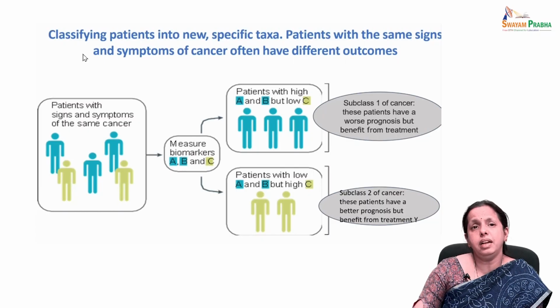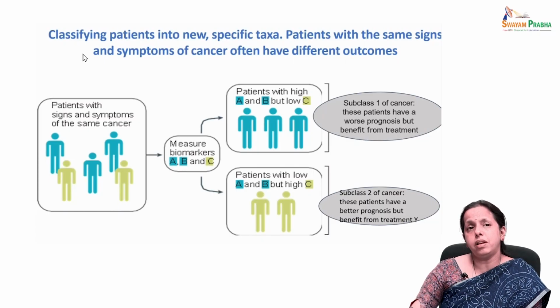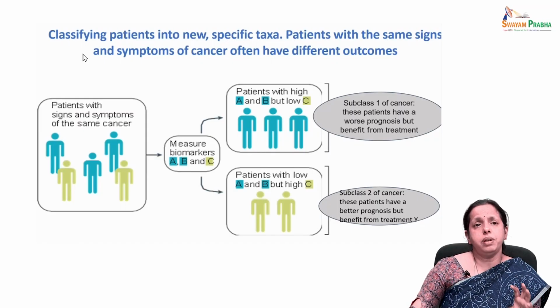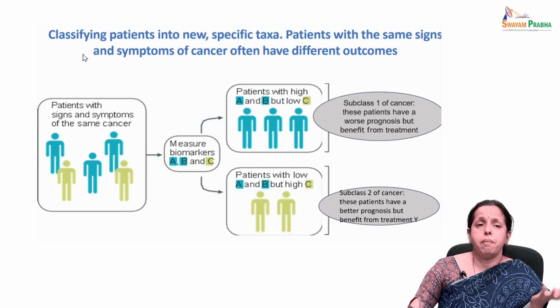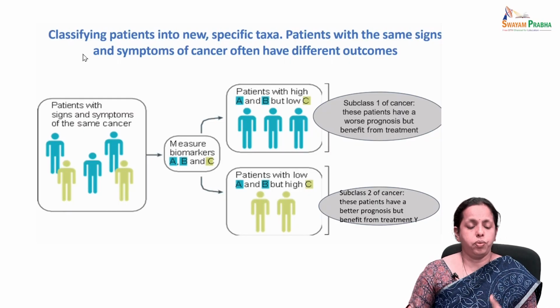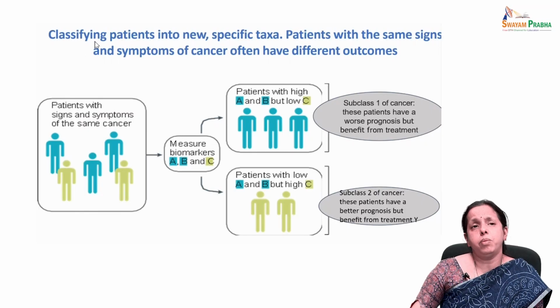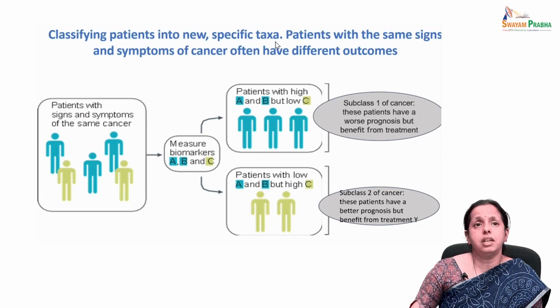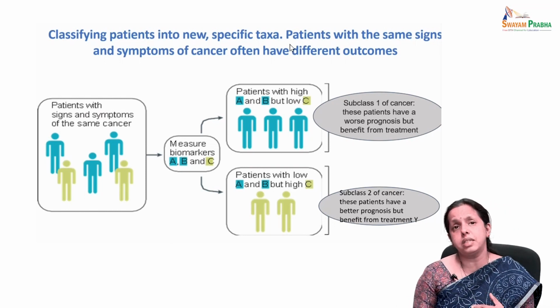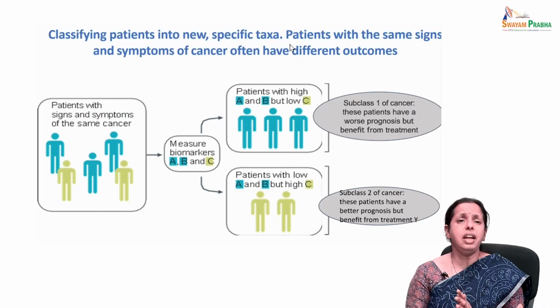Now, this is one example where I want to highlight how patients with different biomarkers and different treatment strategies go forward. With biomolecular signatures, you can classify patients into new specific taxa. Isn't it interesting? Even though patients come with the same signs and symptoms of cancer, the outcome of the disease, even to the same therapy, is entirely different.